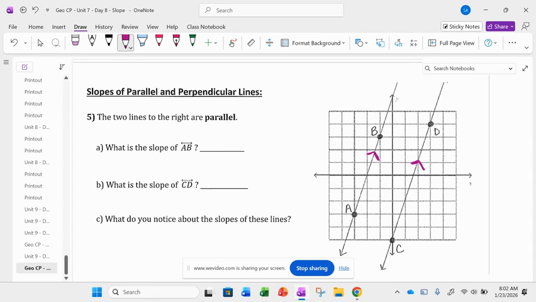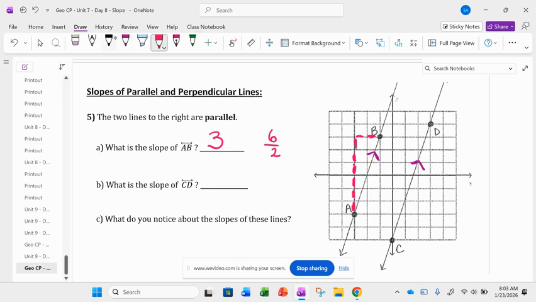So now what I want us to do is find the slope of AB and the slope of CD. To find the slope of AB, we're going up 1, 2, 3, 4, 5, 6. So I'm going up 6, and then I'm running 1, 2 to the right. So it's a positive 6 over 2. Do we agree positive 6 over 2 is 3? So the slope of AB is 3.